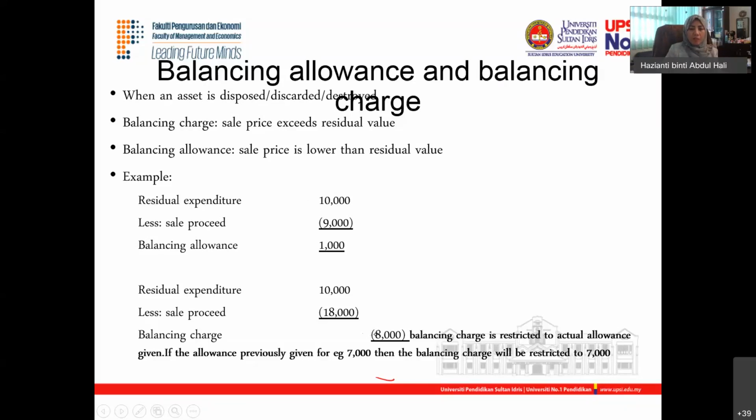Tapi if you have a balancing charge, you must remember balancing charge ni is restricted to actual allowance given. Dalam soalan ni, you don't have the actual allowance. Saya tak ada bagi soalan yang ada actual allowance. But if you already have actual allowance, maksudnya ada initial allowance and annual allowance sebelum ni, let's say 7,000. Kan? Kita dah tolak. Logiknya is that you already deduct a relief of 7,000 as a capital allowance to reduce your income tax. Lepas tu tiba-tiba you jual aset tu, you untung pula 8,000. So you cannot deduct 8,000. Kena deduct 7 je, sebab tadi kita dah tolak capital allowance as 7. So dia restricted. So income tax ni banyak benda yang dia restricted. You tak boleh go beyond certain amount.